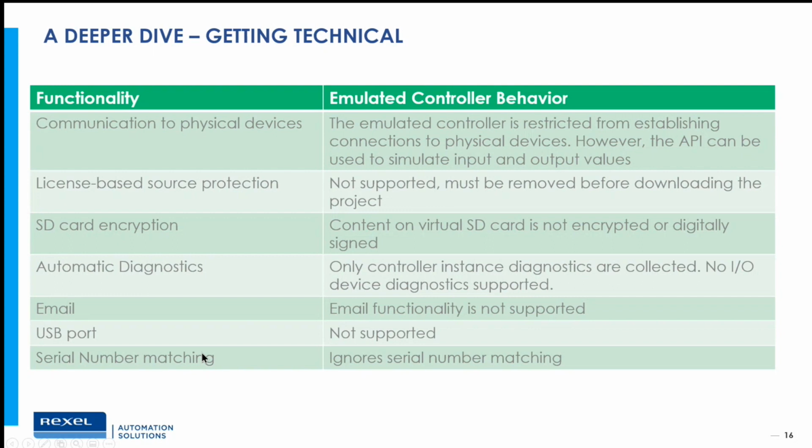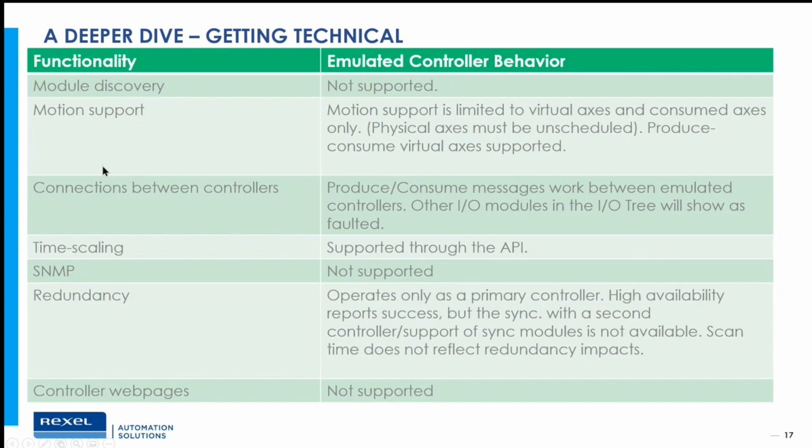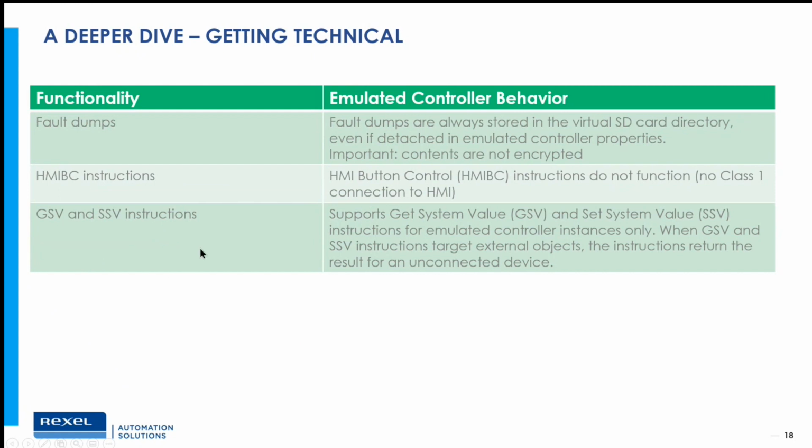No email functionality. That USB port on the front is not emulated like the Ethernet port is. Again, motion support: virtual axes and consumed axes only. So keep that in mind, and we're all going to be watching for that test axis feature. Let's see what else. Time scaling through the API. Again, this gets into the simulation side of it. If you have a simulator, you can sync time up and speed up or slow down the execution through your simulator. Like I said, the HMI button control does not function. The GSV and SSV instructions are going to be emulated controller instances only.